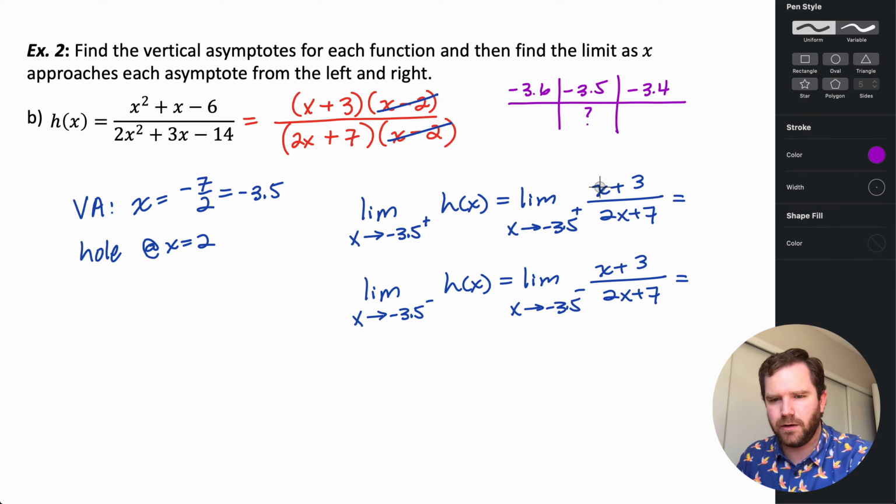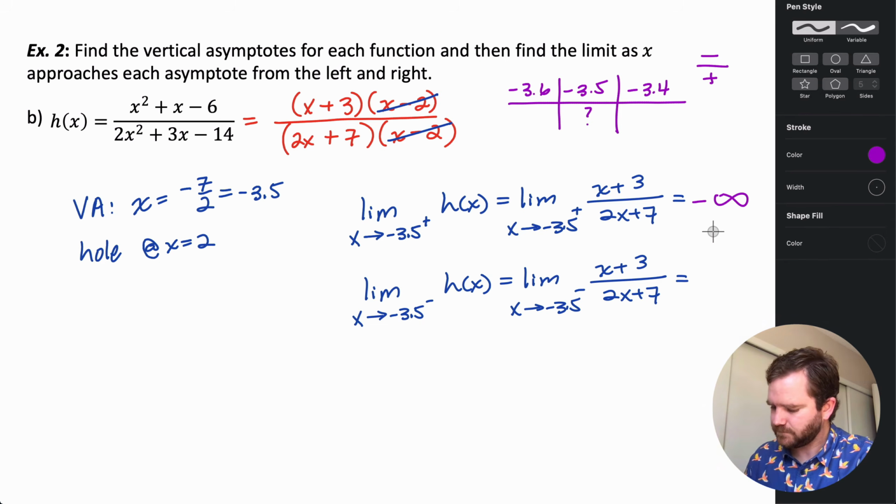So in my numerator, I'm going to get a negative number. Negative 3.4 plus 3 is something negative. Negative 3.4 times 2, that's going to be negative 6.8. Negative 6.8 plus 7 is something positive. So as I'm getting closer and closer to negative 3.5, this is going to be getting more and more negative. So this is going to be going off to negative infinity.